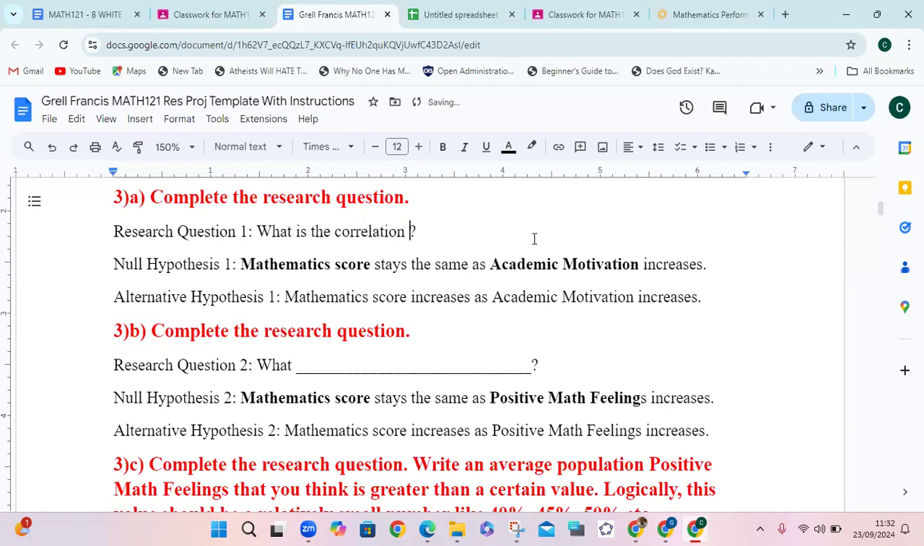Correlation is a more specific word for relationship, so you're on the right track when you say relationship. As you can see, correlation has the word relation in it, isn't that so? So, what is the correlation between mathematics score and academic motivation?